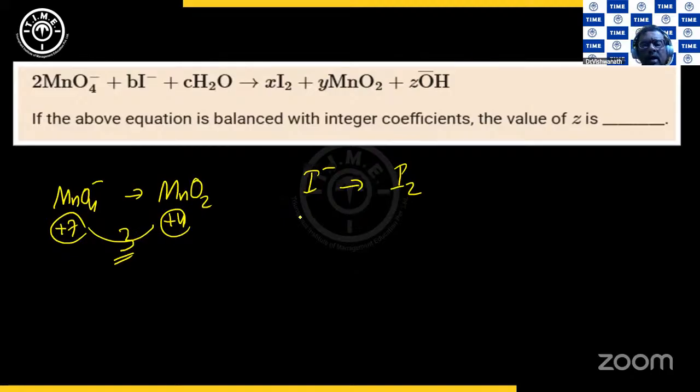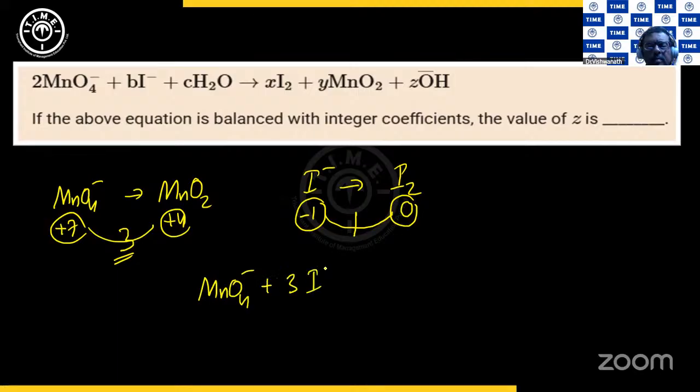Now iodide is -1 because that is a charge. And iodine is 0. And there is only 1 iodine on the left hand side. So leave it like that. So this is 1. So this 1 will become the coefficient of MnO4 minus. And the 3 will become the coefficient of I minus. Gives rise to what? I2 plus MnO2. Don't look at the OH minus. That is only a medium part. Don't look at the water.